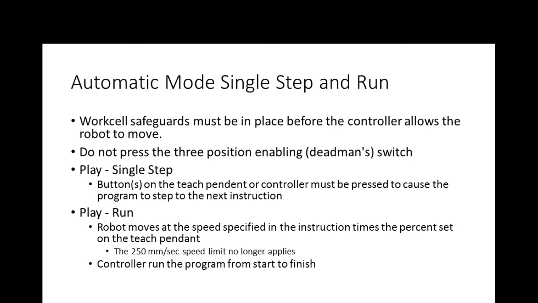Single step button. So we've got single step buttons on the teach pendant or controller that must be pressed to cause the program to step to the next instruction. Round offs do not come into play. Play run: the robot moves at the speed specified in the instructions times the percentage set on the teach pendant. The 250 millimeters per second speed limit no longer applies. But we can still control the speed; we're going to set a percentage of the program speed. The controller runs the program from start to finish. So this is the mode we use to finally run our programs, right? But it takes a little while to get through and make sure everything's right.